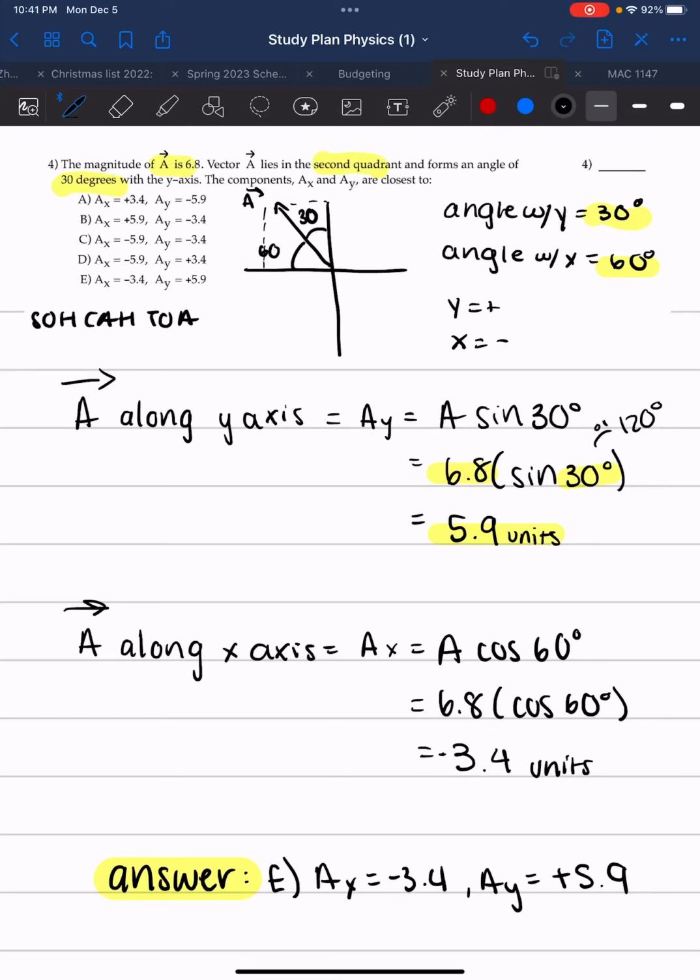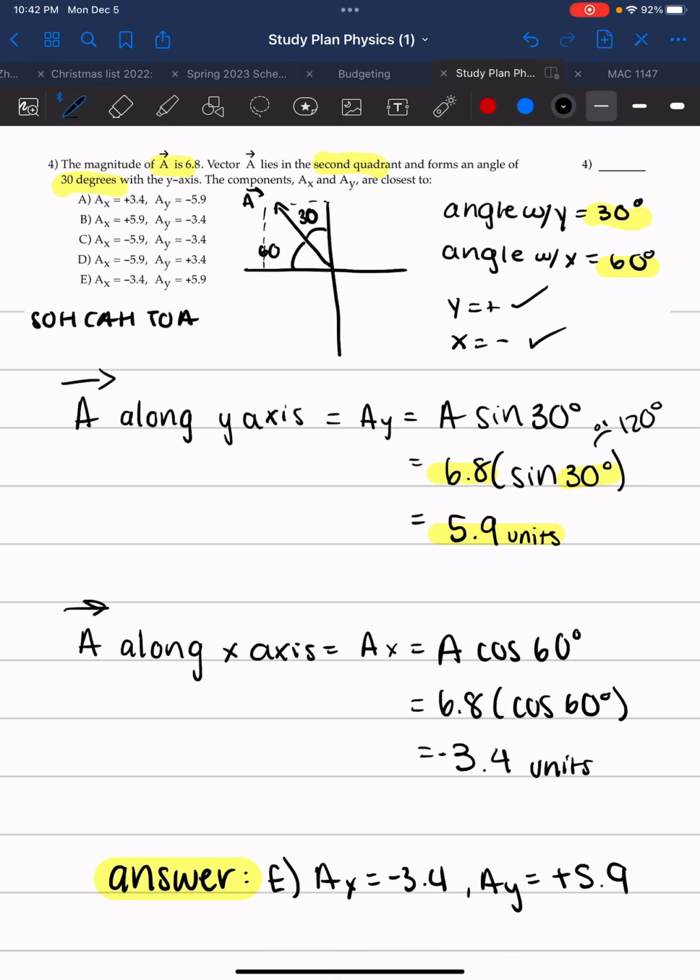So for problem 4 in chapter 1, we're dealing with vectors and components of vectors and how to calculate the components of vectors when given the magnitude and the angle. So the first thing that we know is that the vector A has a magnitude of 6.8 and it lies in the second quadrant. So that tells us that the y component is going to be positive and the x component is going to be negative.